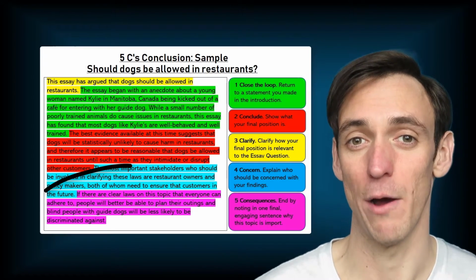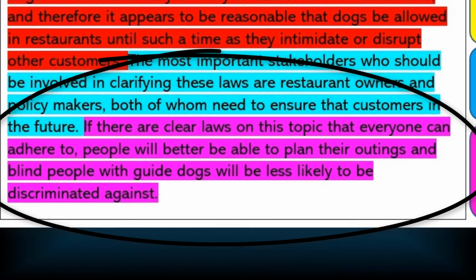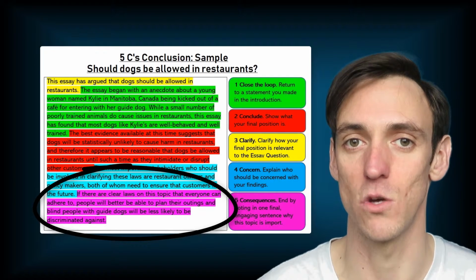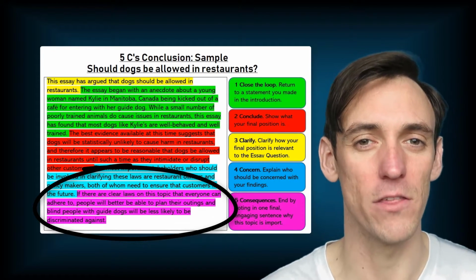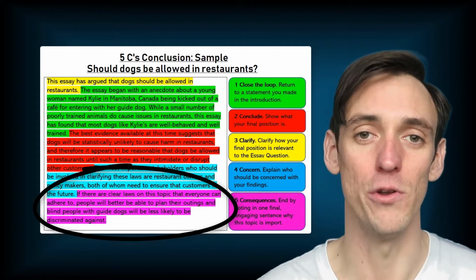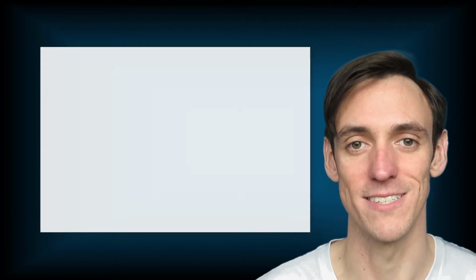So you can see here in this example of the student who's writing a conclusion about whether or not we should let dogs into restaurants, they've clearly said, well, the good consequences of perhaps letting dogs in restaurants or having clearer laws about that is that it would be really helpful for blind people. So they've concluded by saying these are the consequences of the issue that we've talked about. As I said, you can often blend the concern and consequences bits together, so have a play around and see whether or not you need to do both of them or just one of the concern and consequences sections.